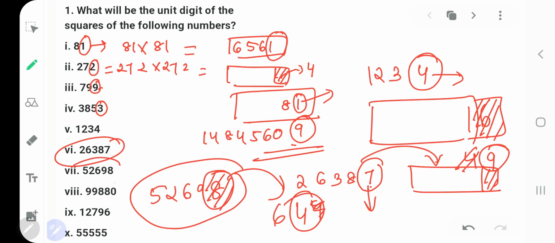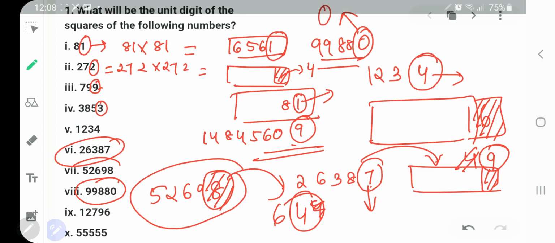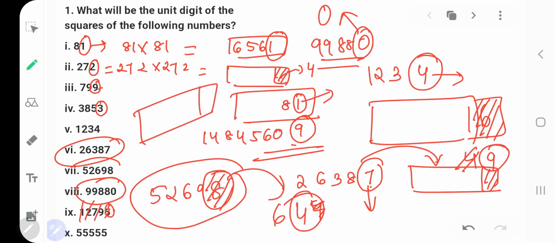Then you have 9899880. Your last digit is 0 and 0 square is 0 only. So when you take the square of this big number, you will get the unit digit of the square number also 0. Then you have the last digit of 12796 as 6. You will notice 6 squared is 36. So when you square this big number, the unit digit of the square will also be 6.